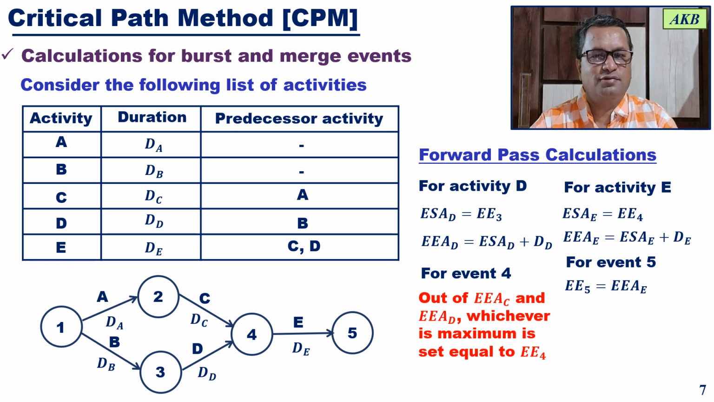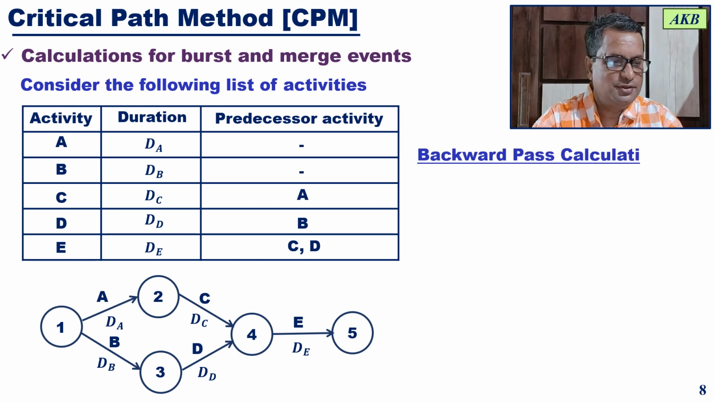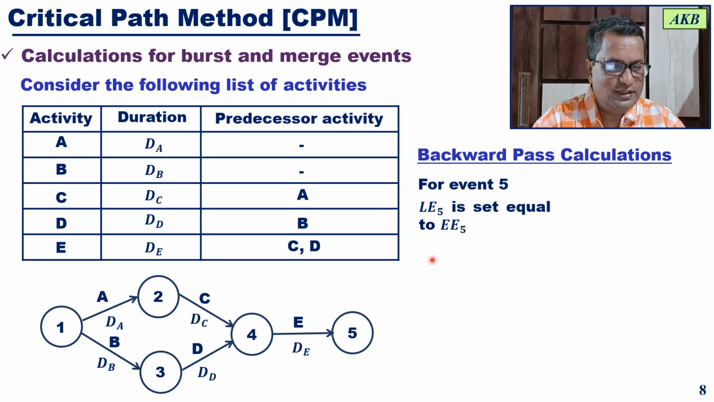Now you have to do backward pass calculations. How to perform those backward pass calculations? Let us understand backward pass calculations. In backward pass calculations, you start at the last event, and the last event in this case is event number 5. So for event 5, what is done?